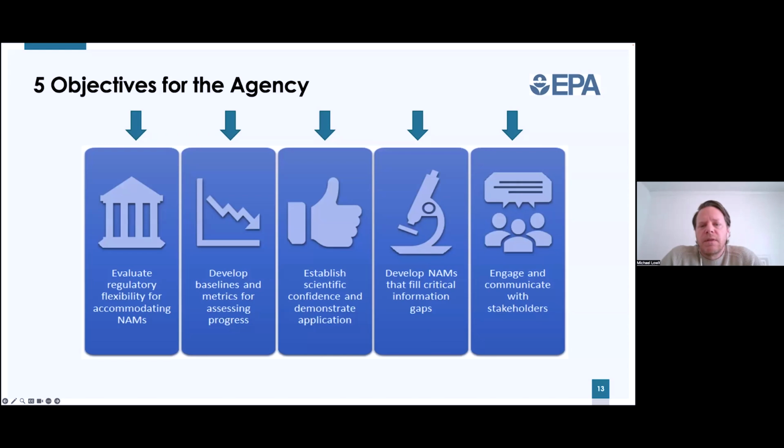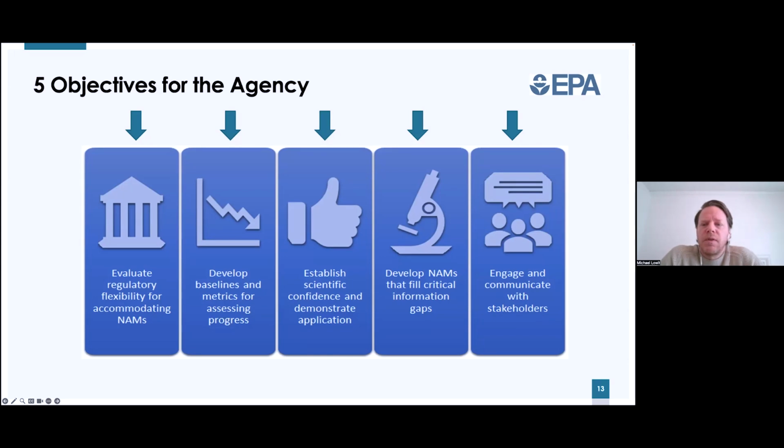The second objective is to develop baselines and metrics for assessing progress. This is to determine how many animals are used in a program and track how various efforts have reduced that number. The third objective is to establish scientific confidence in NAMs and demonstrate application to regulatory decisions.